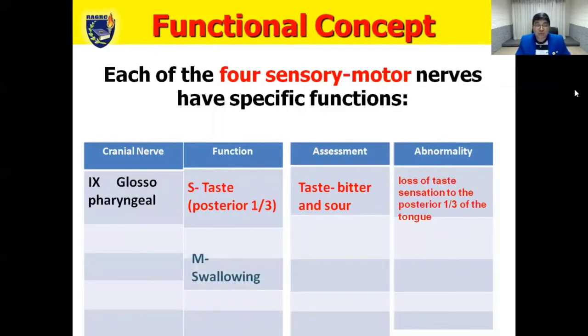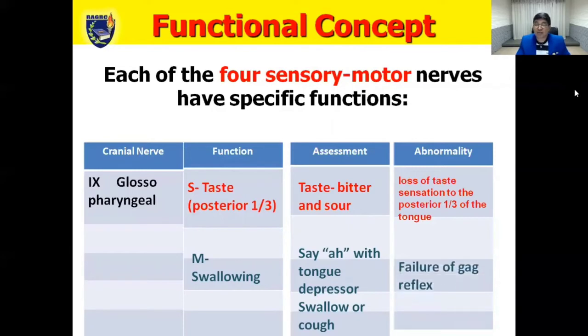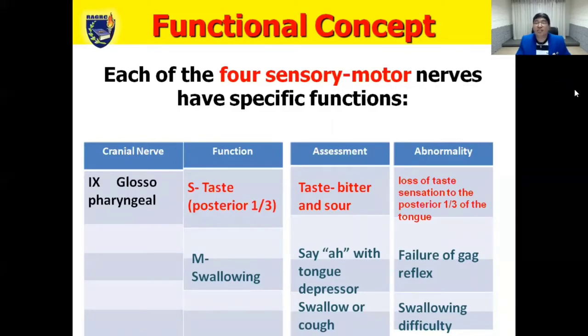Now, the motor root of the glossopharyngeal nerve is responsible for swallowing, and this is usually tested together with the vagus nerve. So we use a tongue depressor, ask the patient to open the mouth and say ah, or we ask the patient to swallow or cough. If there's a failure of the gag reflex, that's an abnormality of the glossopharyngeal nerve. Now, difficulty in swallowing or dysphagia is also a manifestation of abnormality of the glossopharyngeal nerve.